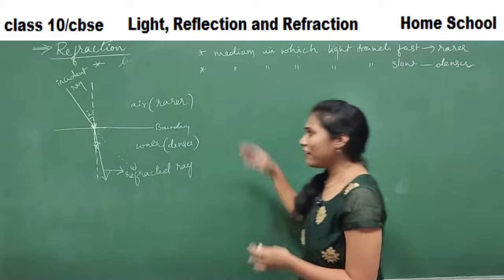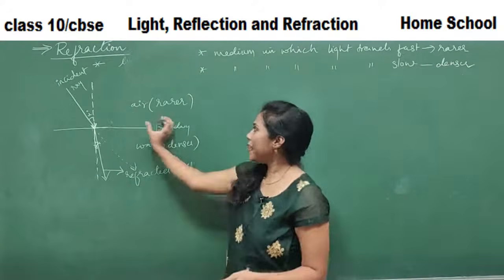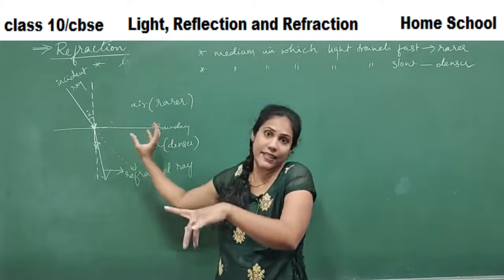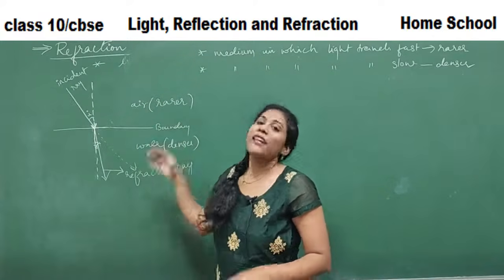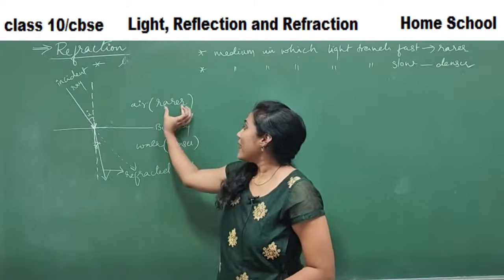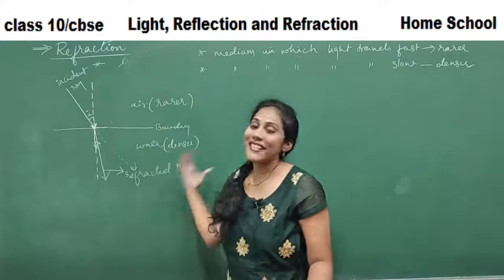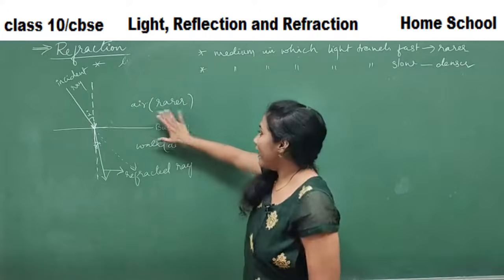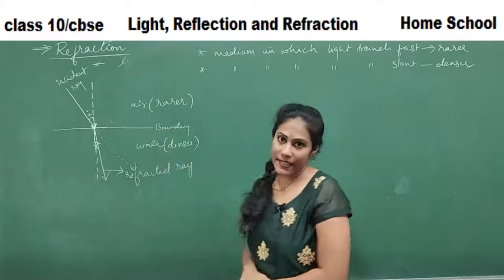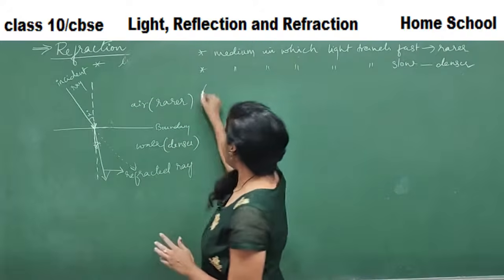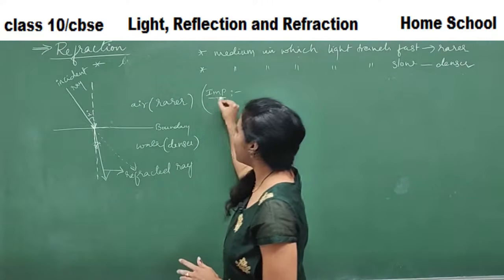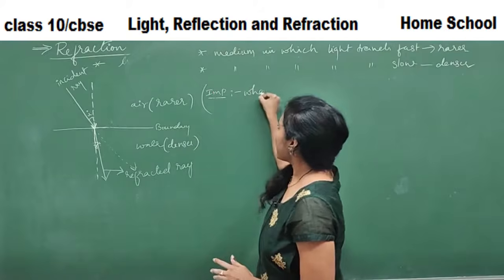So I have explained to you the speed of light. Speed of light in air is 3 into 10 to the power of 8 meters per second. It travels with very high speed. But in water, the light travels with less speed. So air is the rarer medium and water is the denser medium. Clear? Among the two media, I called air rarer and water denser. And remember, this is a very, very important point, guys. Note down carefully.